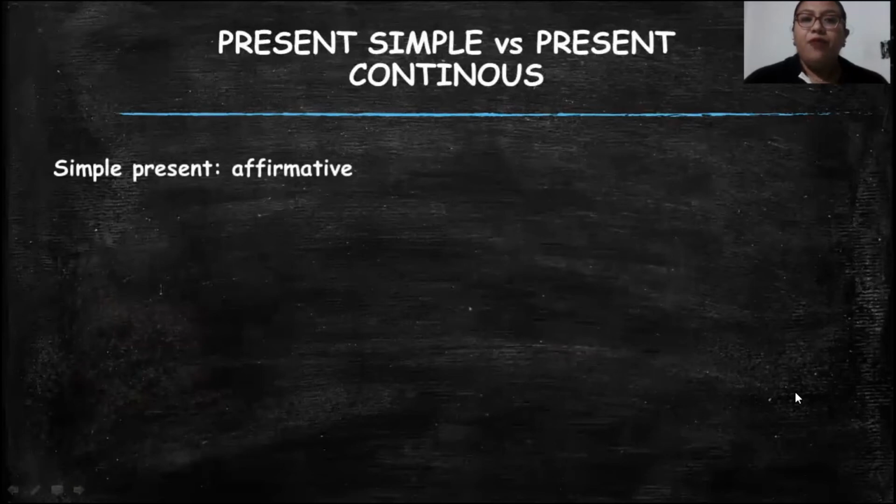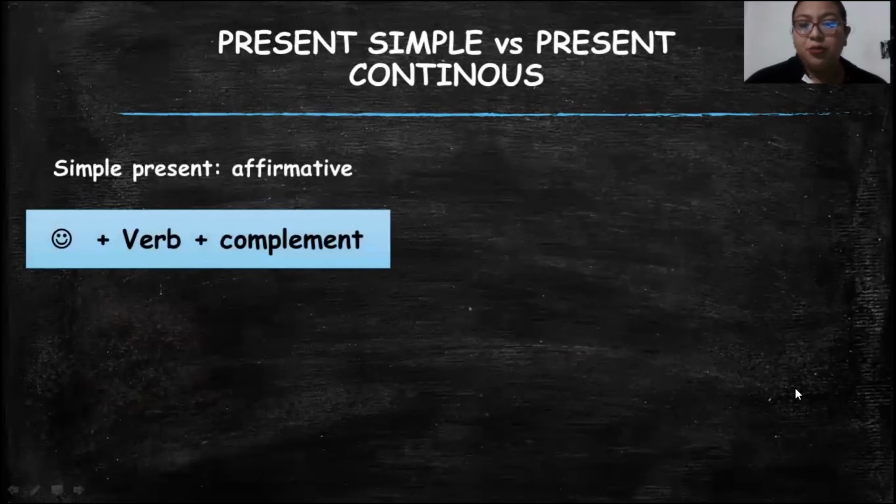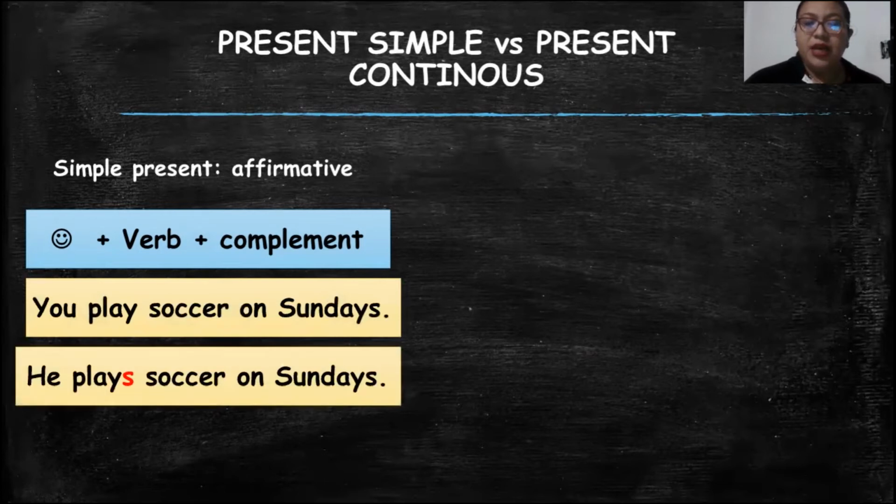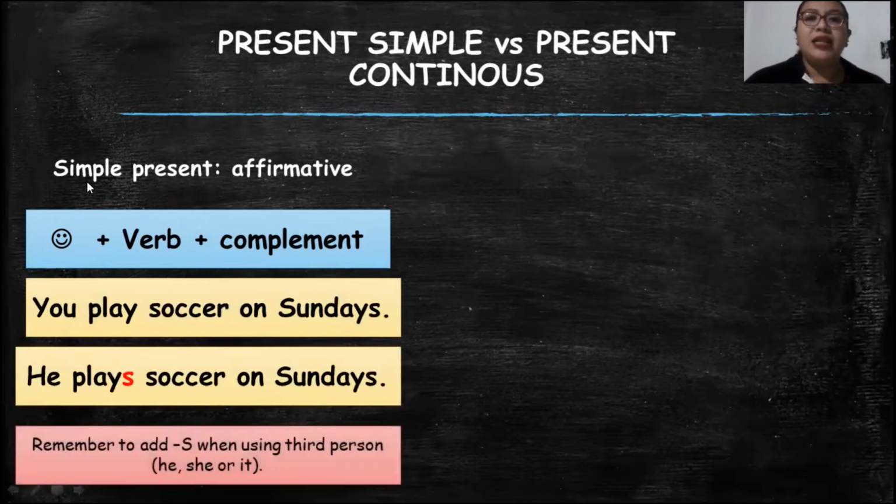Now, first, let's remember the structure of these tenses, okay? So we have here that the simple present in affirmative, we need to use the subject, that can be I, you, he, she, it, we, they, my mother, my teacher, my friends, okay? The verb and the complement, okay? And here we have the examples. You play soccer on Sundays, he plays soccer on Sundays.